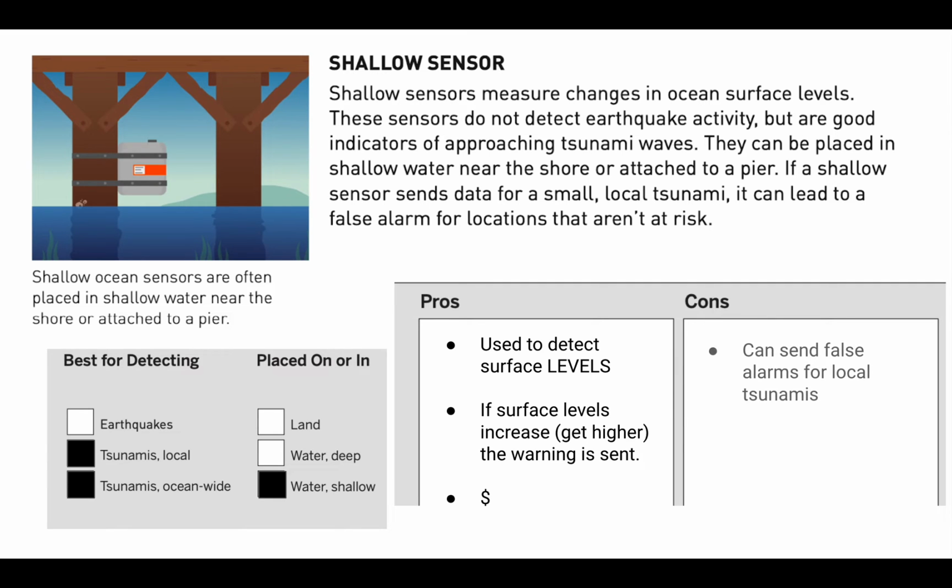Now, a con would be that it can send false alarms for local tsunamis. What I mean is, if you have an area where you know it was an earthquake that was caused by a local tsunami, and you place a shallow sensor within those rings, then it's going to send an alarm to Sri Lanka, and the tsunami won't reach Sri Lanka. So then we've got a false alarm.